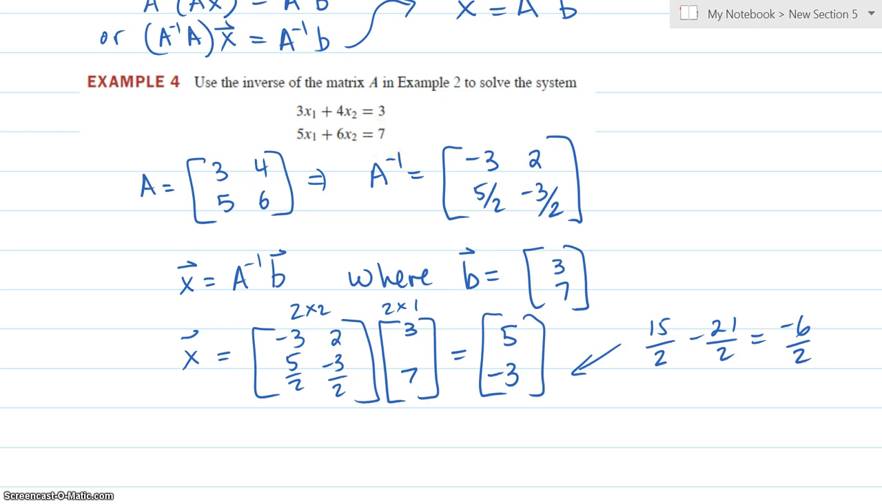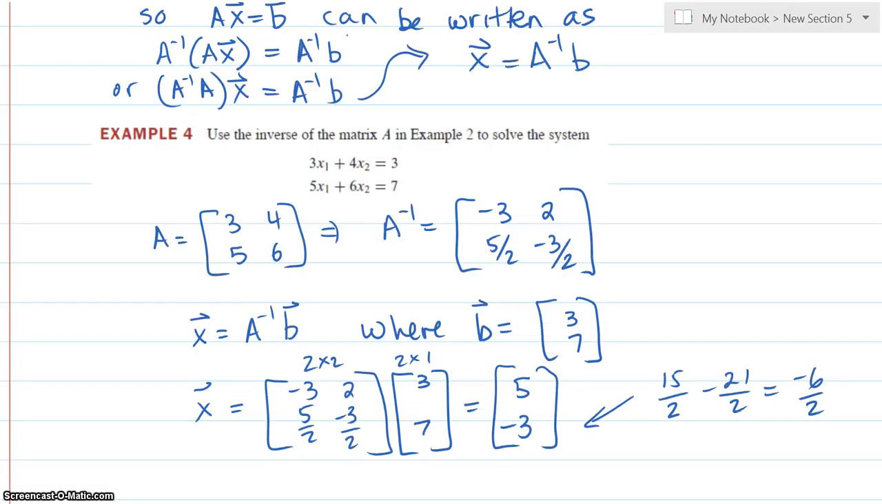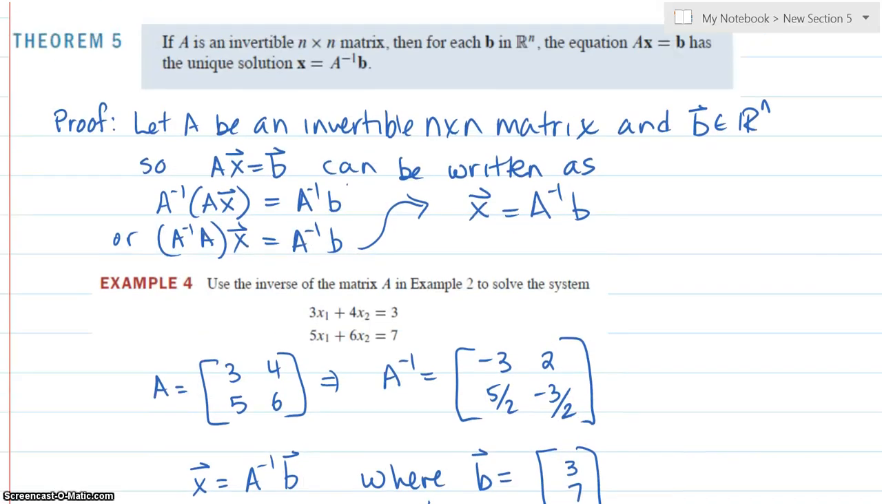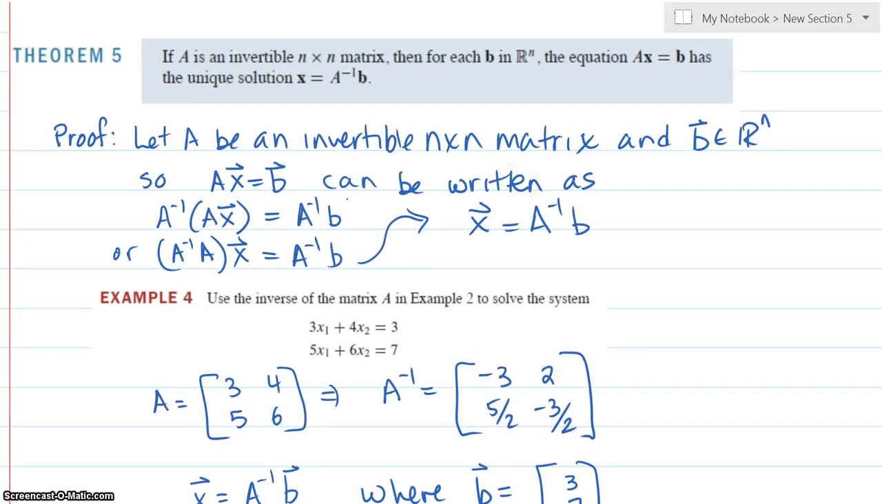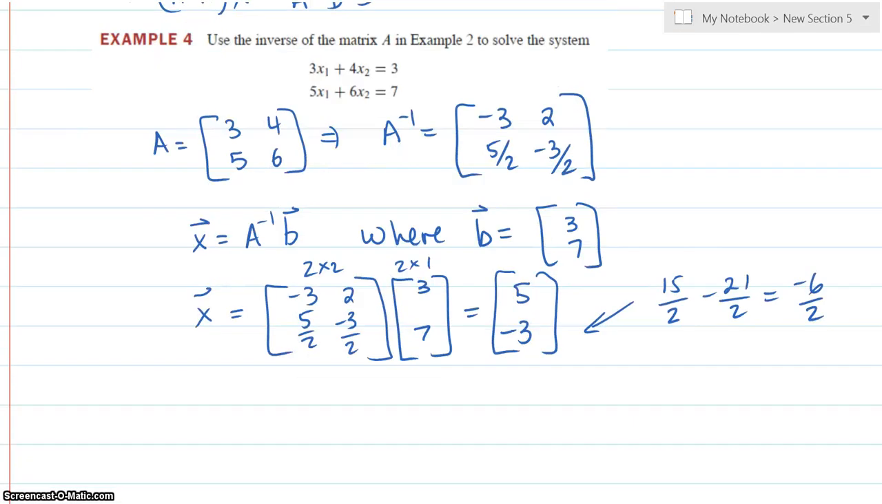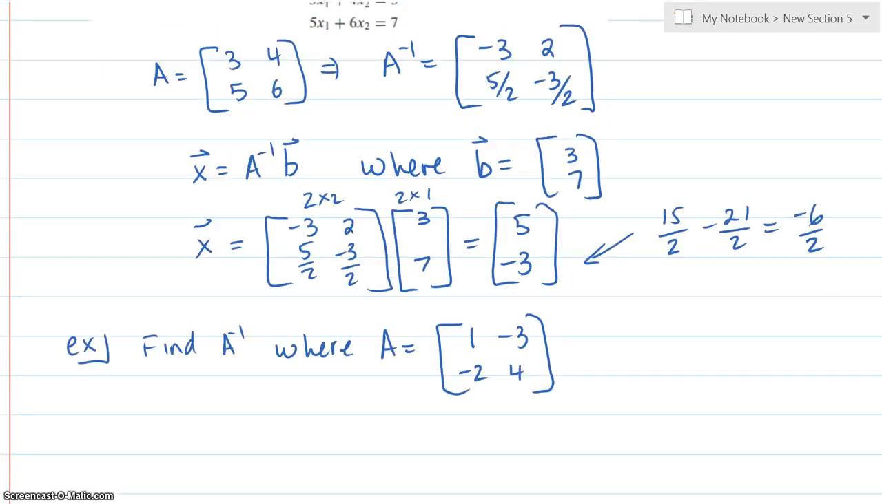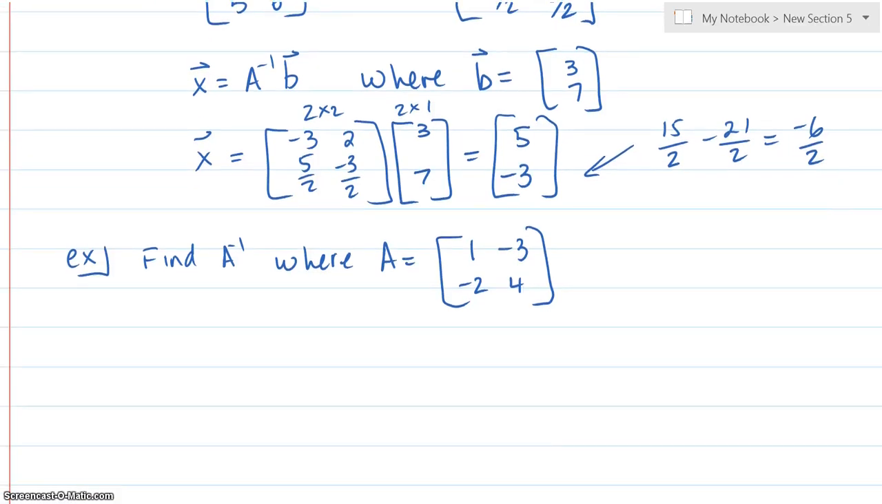That is the solution. The next goal is to try to find inverses for larger matrices other than just 2 by 2s. And I'm going to use this theorem. You notice this theorem was not just for a 2 by 2. So let's look at this example. Let's find A inverse where A is this 2 by 2. Yes, I realize it's a 2 by 2, but we're going to do this now in a different way.